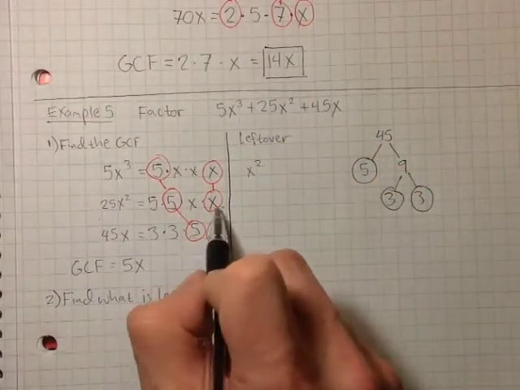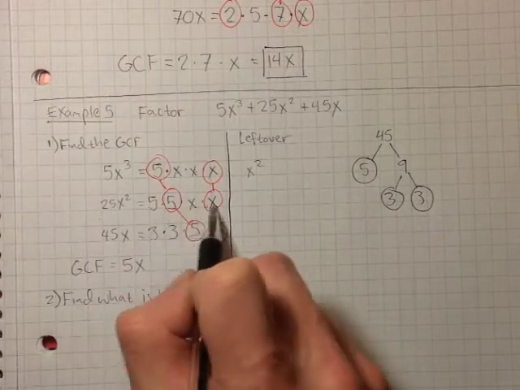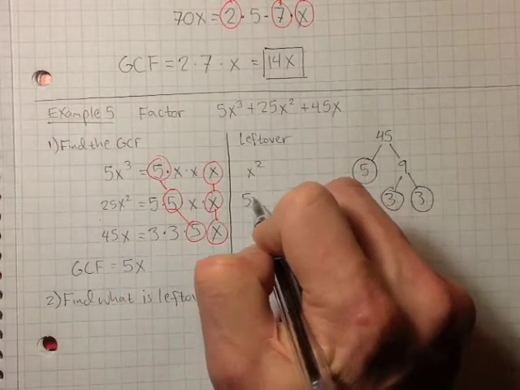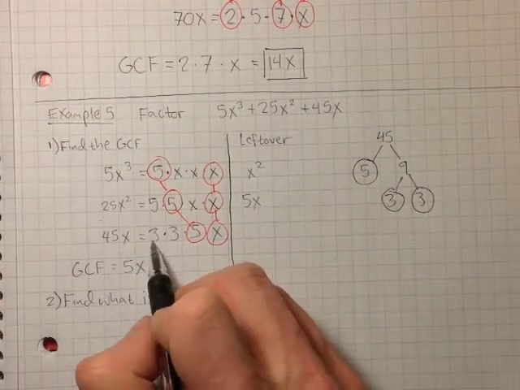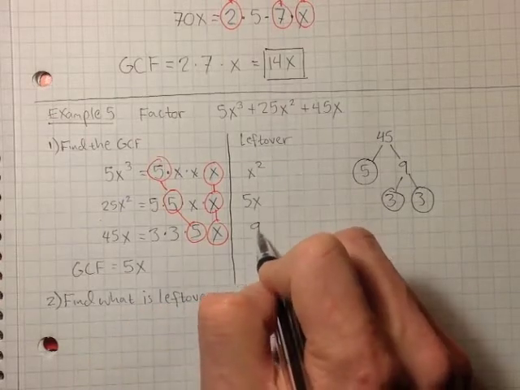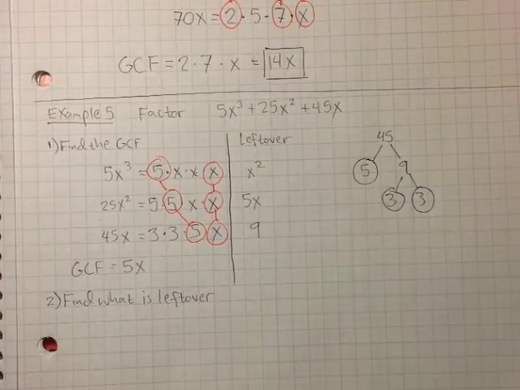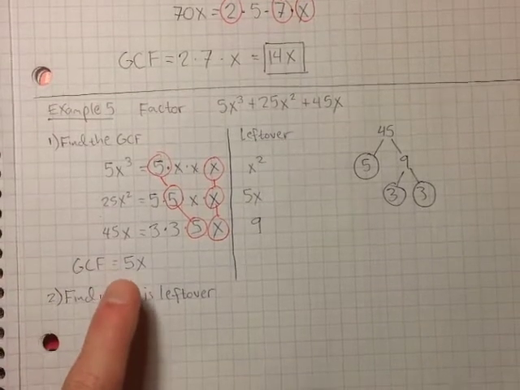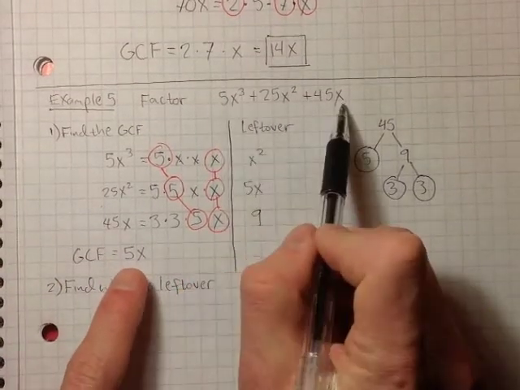Now what did I not circle in the second row? I didn't circle 5 and x. So the leftover part is 5x. And I didn't circle 3 times 3 down here. So the leftover is 3 times 3, which is 9. Now, watch what we're going to do. The GCF of this is 5x.